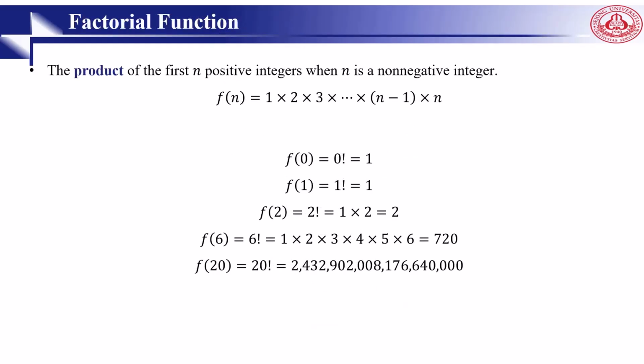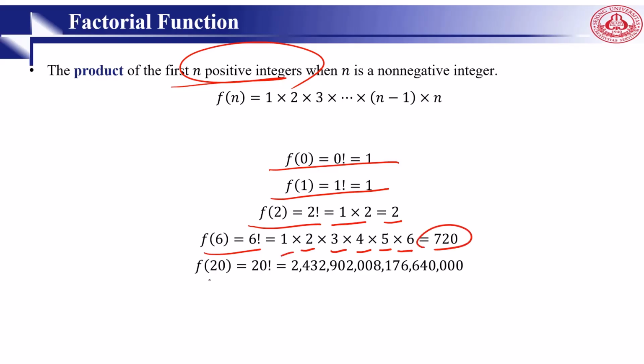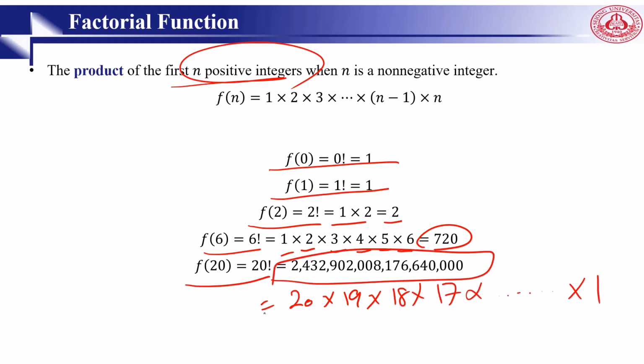Factorial function, I think you already know it. Factorial means multiplication of all previous numbers, and it is defined for non-negative integers, not for negative. Factorial of 0 is 1. Factorial of 1 is 1. But factorial of 2 is 1 multiplied by 2, 2. Factorial of 6 is 6 multiplied by 5, multiplied by 4, 3, 2, 1. Factorial of 20 means 20 multiplied by 19 multiplied by 18 multiplied by 17 and so on down to 1, which is equal to this big number.